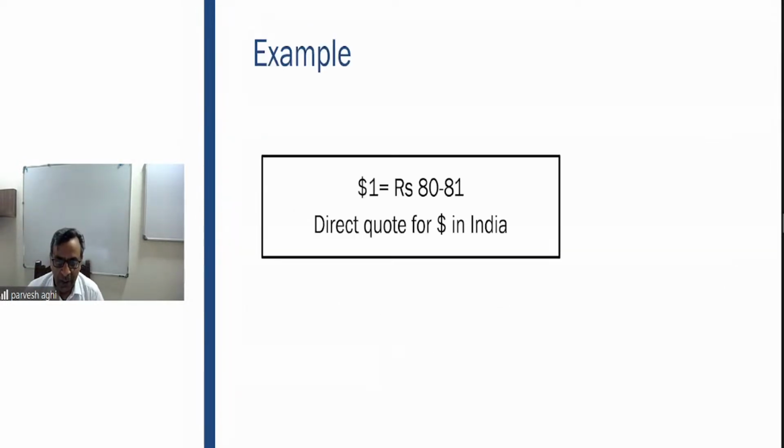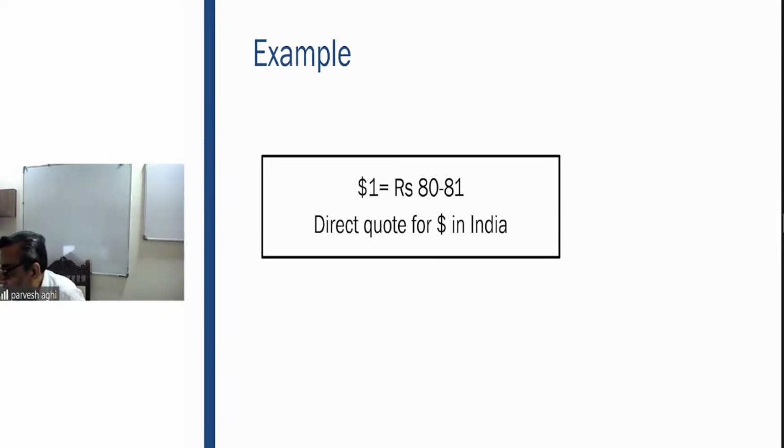Okay. So example. Now suppose $1 is 80/81. So 80 is the bid price and 81 is the ask price. So this is the quote given to you. Okay, so it's a direct quote for dollar in India. Suppose we want to buy $1. The quote is 80 and 81. 80 is the bid price and 81 is the ask price. So if you want to buy the dollar as a customer, you have to pay 81. But if you have a dollar with you and you want to sell it, you will get 80 rupees only.